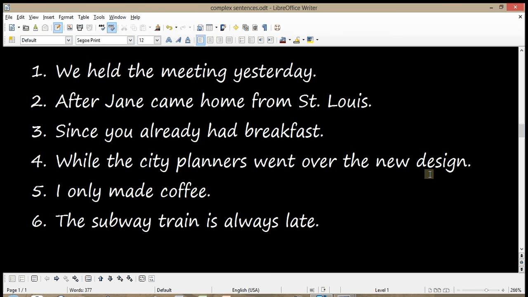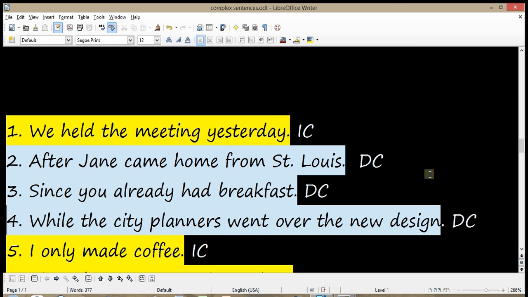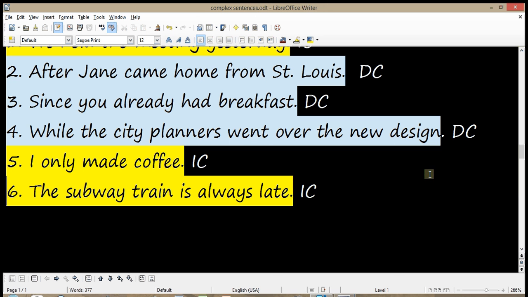Okay, let's see how you did. These are the answers. The first one, we held the meeting yesterday. That's an independent clause. That can stand on its own. After Jane came home from St. Louis is dependent. We need to know what happened after Jane came home. Number 3, since you already had breakfast, dependent clause. Number 4, while the city planners went over the new design, dependent clause. I only made coffee, number 5, is an independent clause.